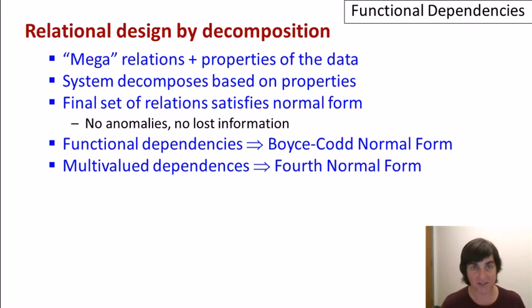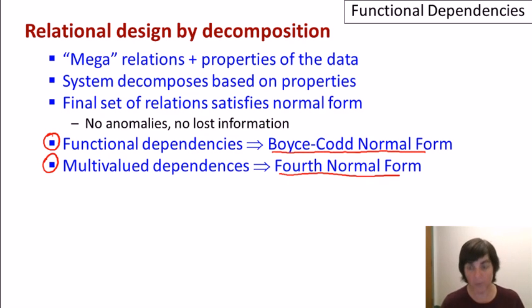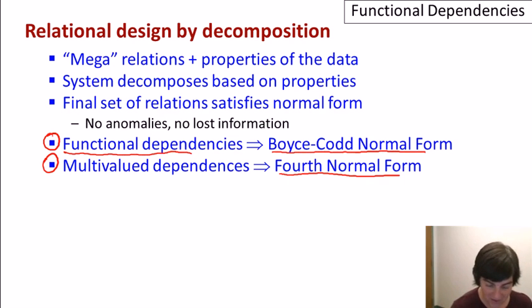And normal forms are good relations in the sense that they have no anomalies and they don't lose information from what was specified in the original mega relations. Now, the properties themselves are defined either as functional dependencies, in which case the system will generate Boyce-Codd normal form relations, or multi-valued dependencies, which will yield fourth normal form relations. So this video, as you can tell, is about functional dependencies themselves.